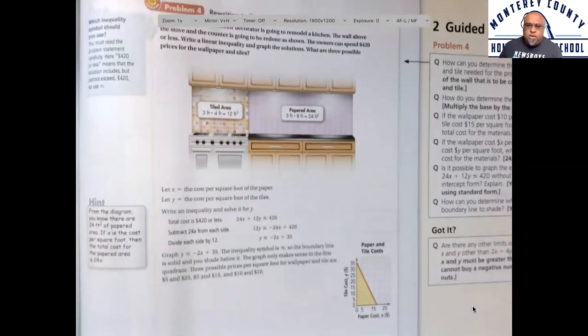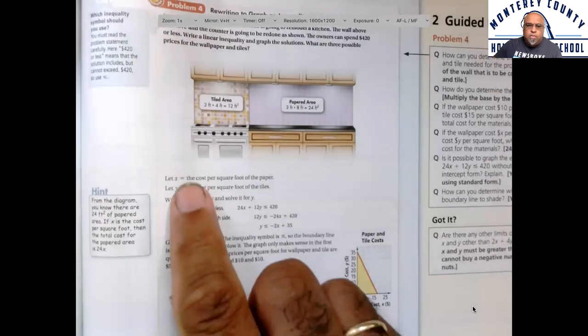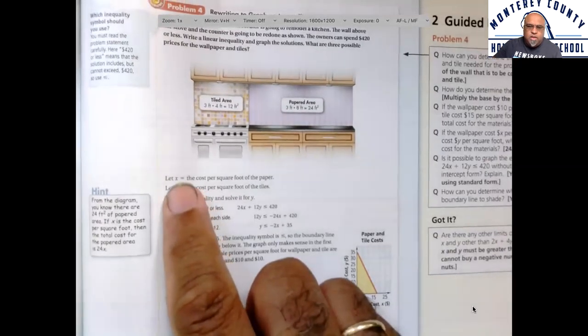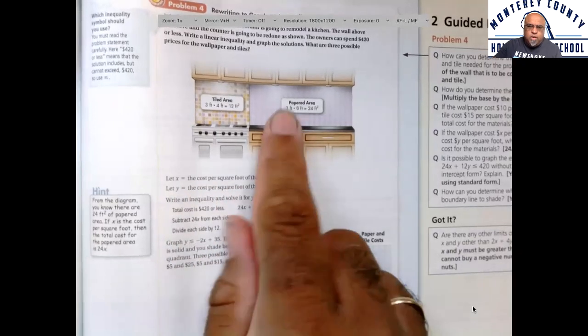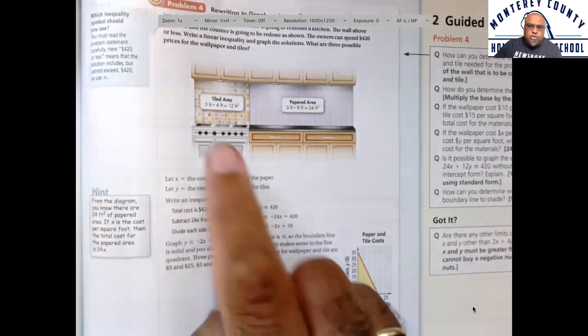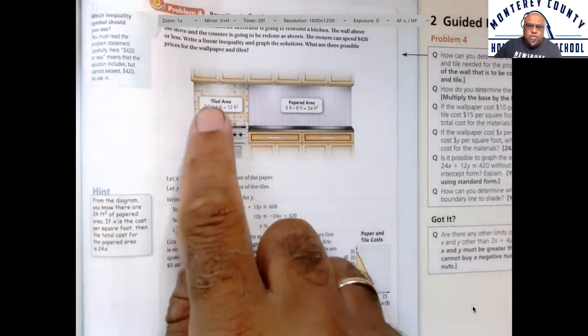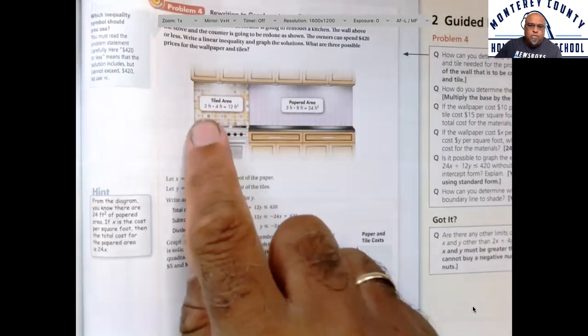So to put this in a linear inequality, we would have to come up with variables. Let x be the cost of the paper, which would be over the counter, and y be the cost of the tiles, which is over the stove. I think I said stove twice. I meant over the counter for the paper and over the stove for the tile.